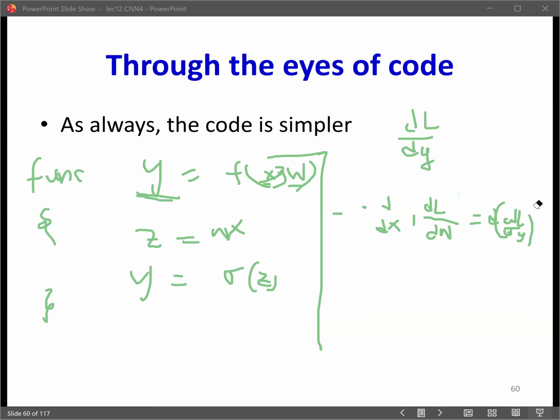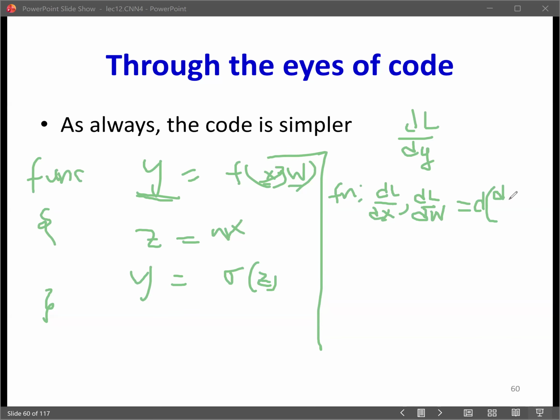Maybe I can make it clearer, right? Let's say I'm given dl over dy, and so I want a function f. This is a function definition, and the output of the function is dl over dx and dl over dw, okay? And I want this derivative function whose input is dl over dy. What will this function look like? Can anybody tell me? Just writing this code from this code. Anyone? With a quick look?